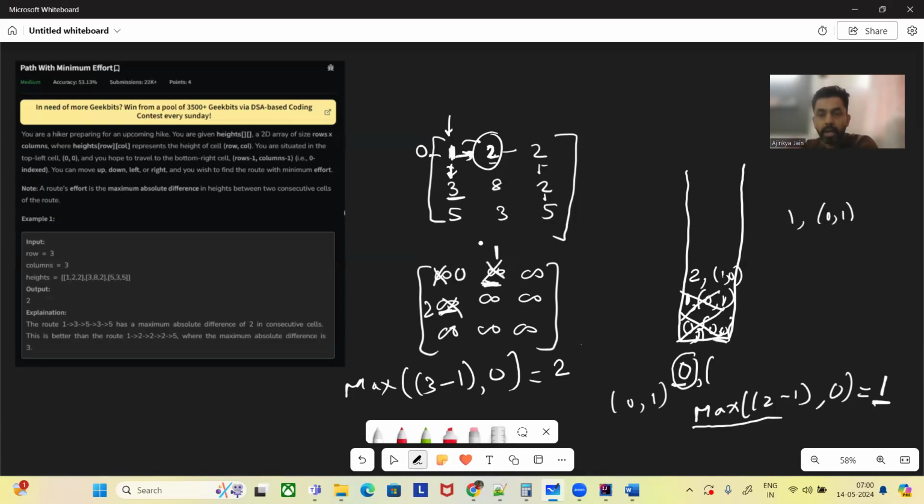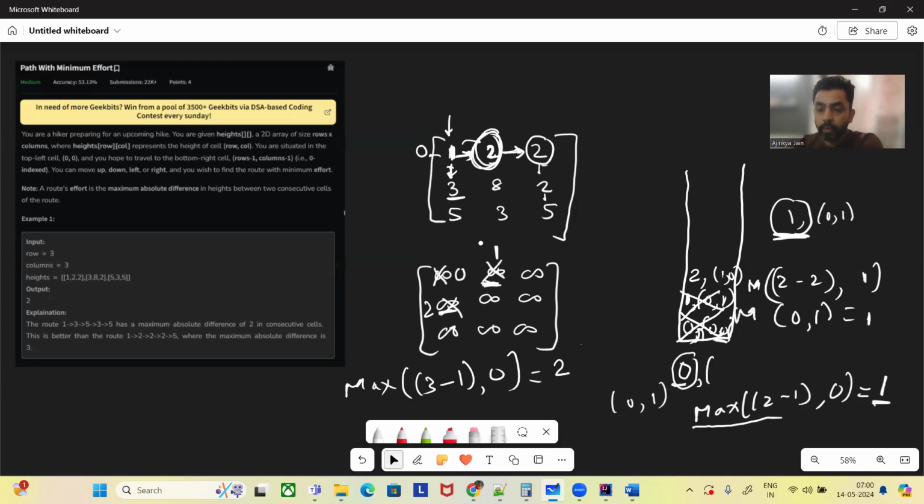Now from this, we are at this position. We are going to check which are the possible paths. One possible path is this. So what is the difference? 2 minus 2. We are going to take the maximum of 2 minus 2, which is 0, and the previous one. What is the previous one we have to consider? The previous one is 1. So what is the max? It is 1.